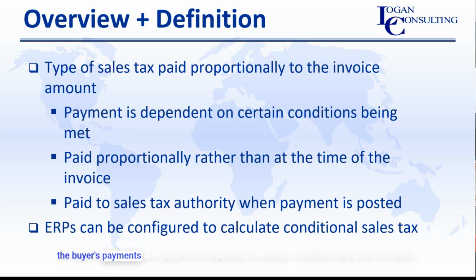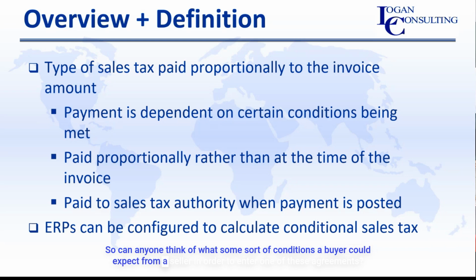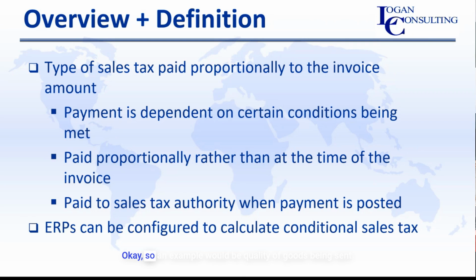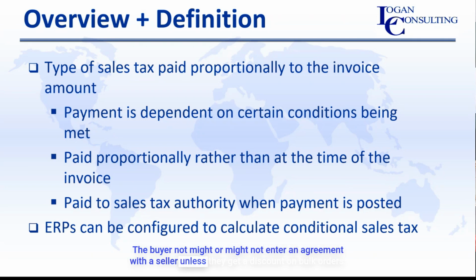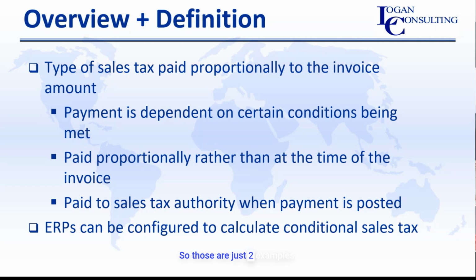The buyer's payments are going to be dependent on certain conditions being met by sellers. So can anyone think of what some sort of conditions a buyer could expect from a seller in order to enter one of these agreements? Okay, so an example would be quality of goods being sent. The buyer might expect a certain quality. Another good example is discount on bulk orders. The buyer might not enter an agreement with a seller unless they get a discount on bulk orders. So those are just two examples.